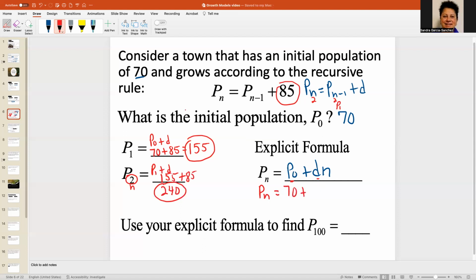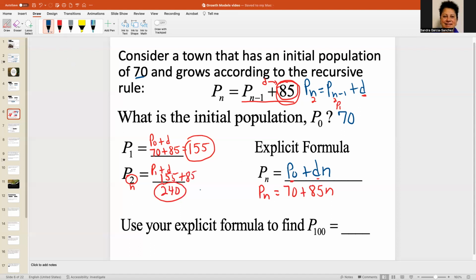But even then, the problem doesn't tell you what D is, because it doesn't tell you that a certain amount is repeated constantly. The recursive formula gives you D because the recursive formula has D at the end. Therefore, this 85 represents D. So here you're going to put 85n, and that is the explicit formula. That's the only thing that it's asking you to find in this case.